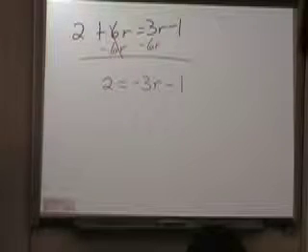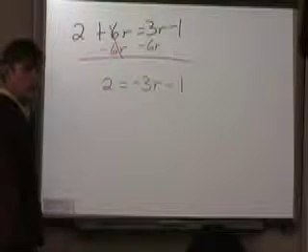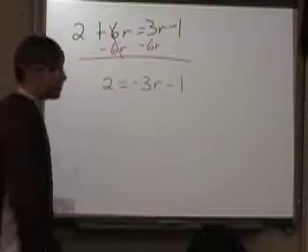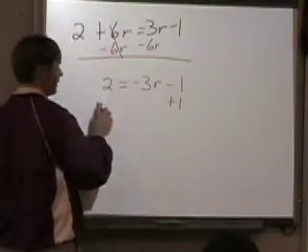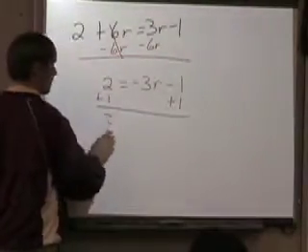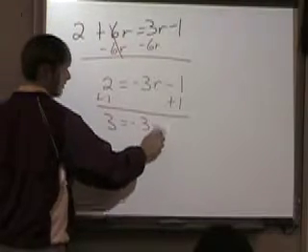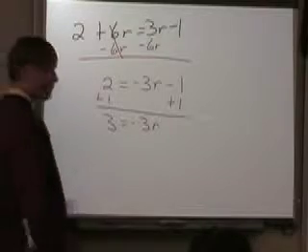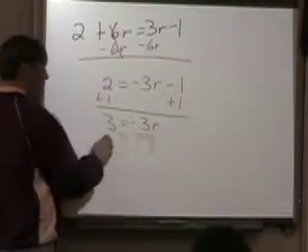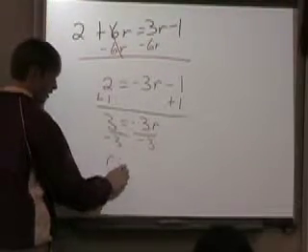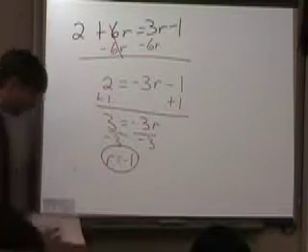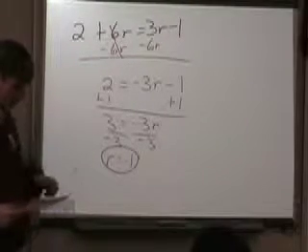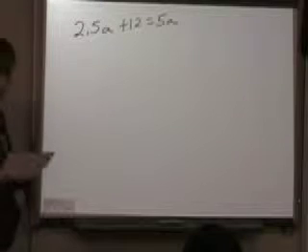Now what am I going to do, Cody? Add 1 on both sides. So I've got 3 equals negative 3r. Now what am I going to do, Katie? You divide negative 3 on both sides. Divide negative 3 on both sides, so r equals negative 1, which is which answer choice? D.